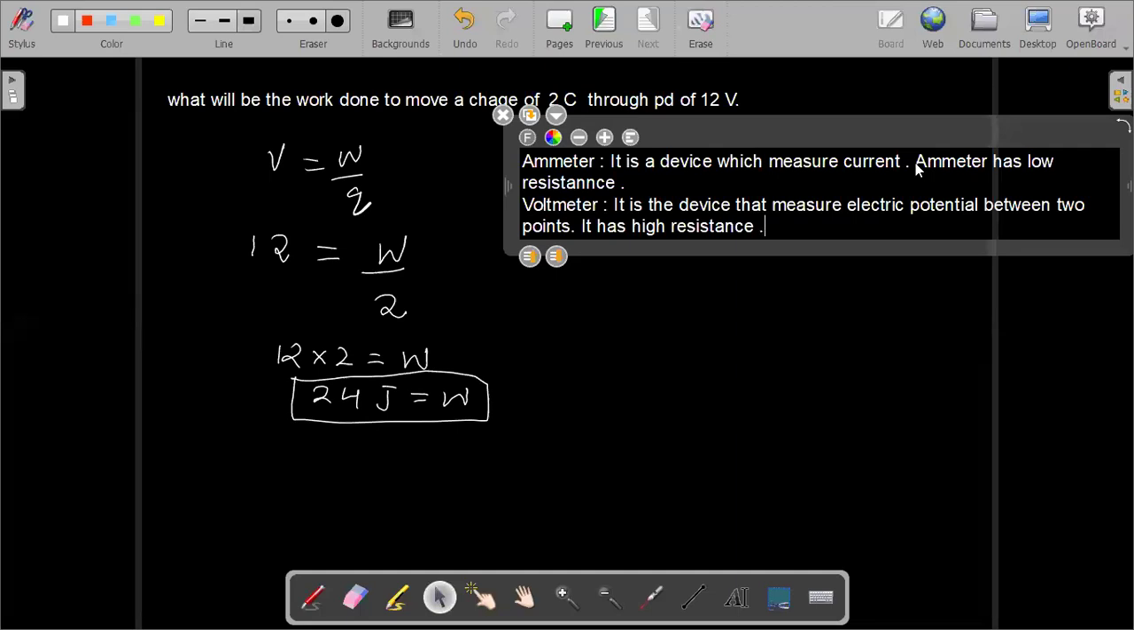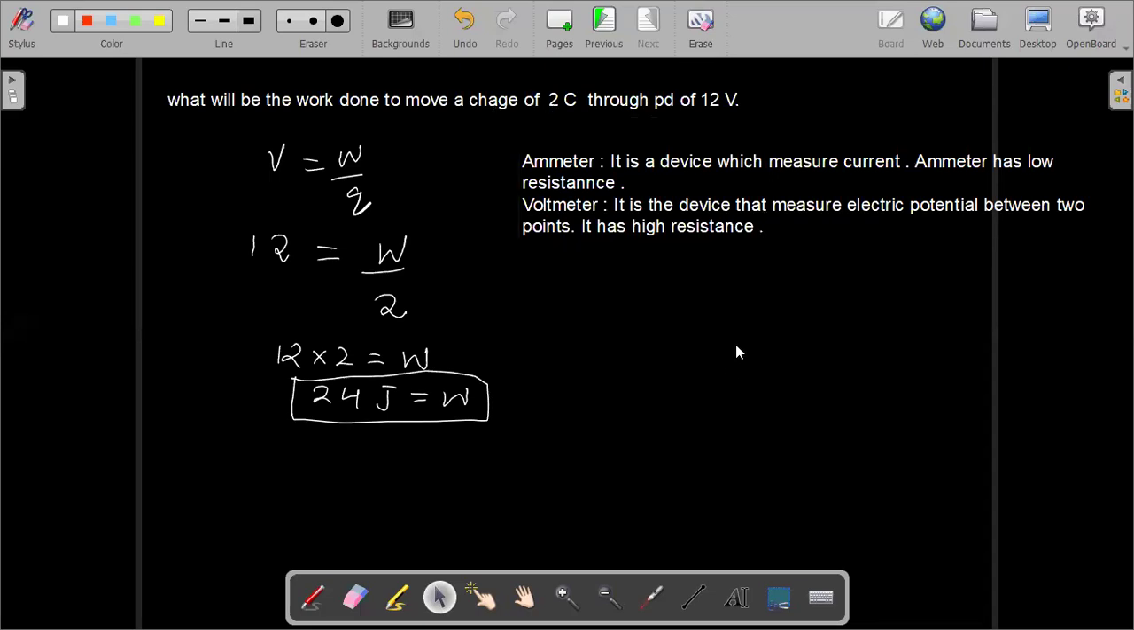And an ammeter has a low resistance. That is also the reason why we connect our ammeter in series and a voltmeter in parallel. So in any circuit, suppose we make a circuit here. In a circuit, we always connect an ammeter.